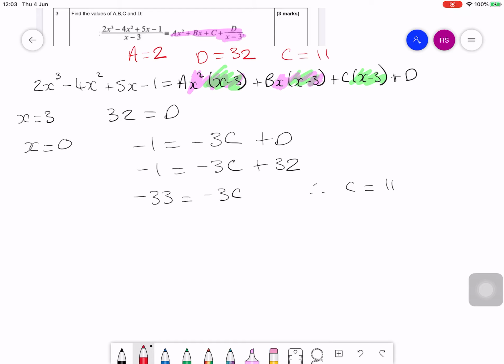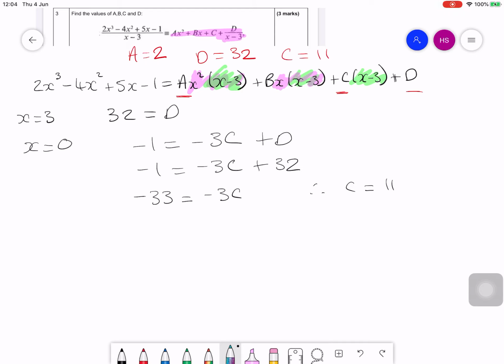I could either just choose another easy value, so x is 1 as an example. So I could just substitute x is 1 in, and because I now know what a, c and d are, I would then be able to find b. Or I could look at the coefficient. So I'm going to do it that way just because I haven't really used that method. Well, no, I did use that method, didn't I, to find a. So let's just use that method again.